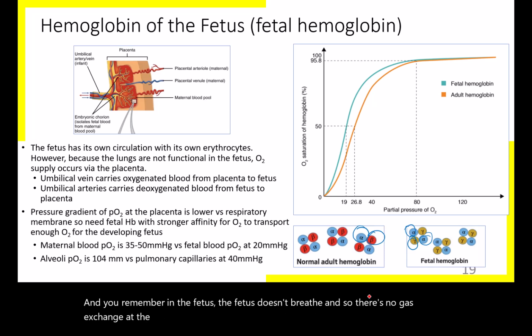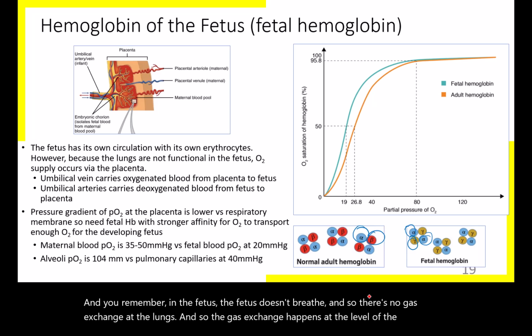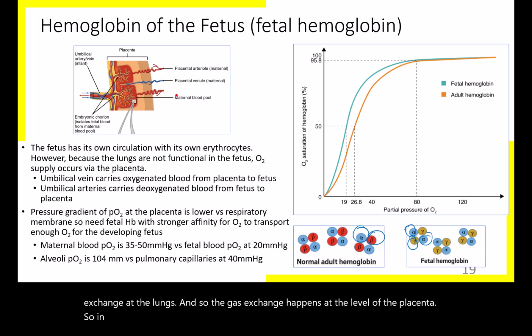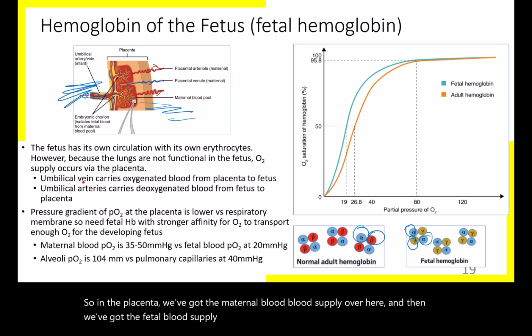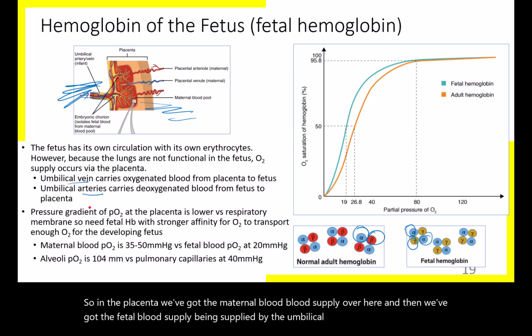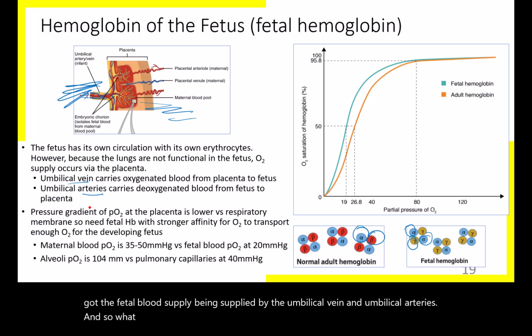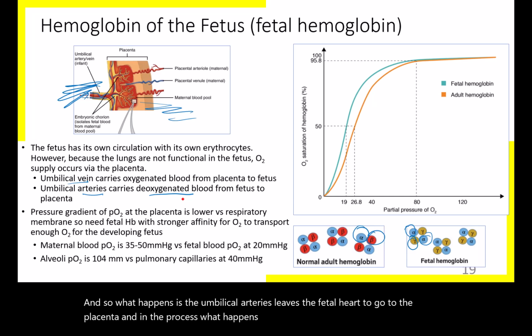And so the gas exchange happens at the level of the placenta. In the placenta, we've got the maternal blood supply over here, and then we've got the fetal blood supply being supplied by the umbilical vein and umbilical arteries. The umbilical arteries leave the fetal heart to go to the placenta, and in the process, they carry increasingly deoxygenated blood.